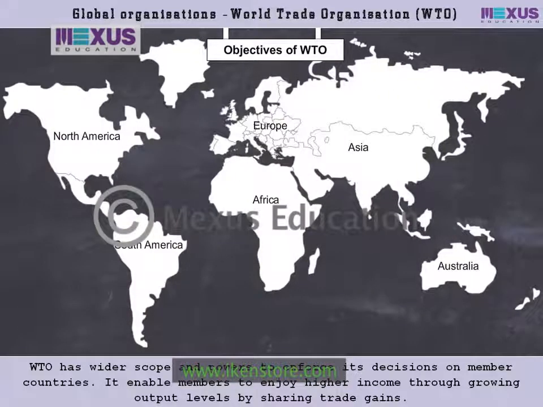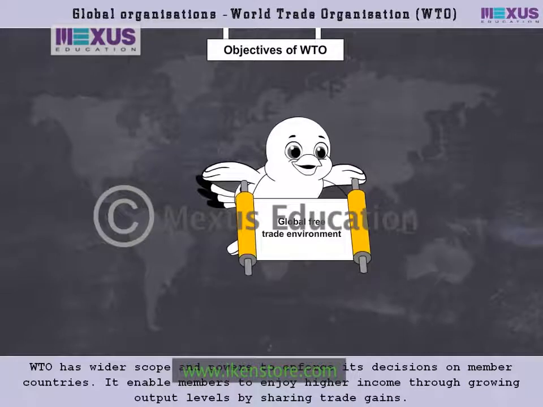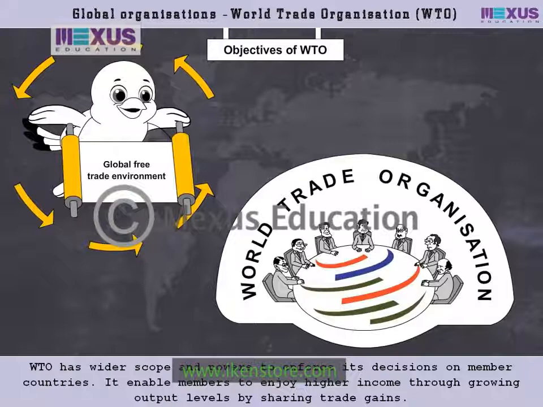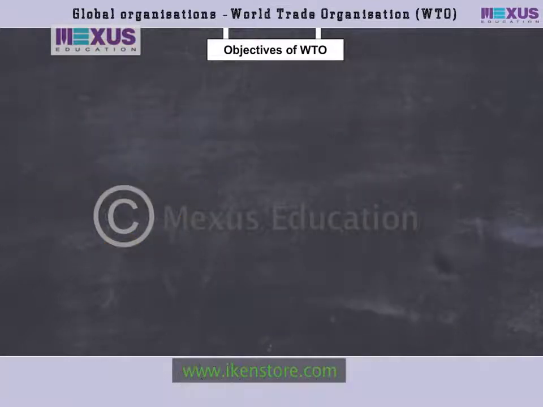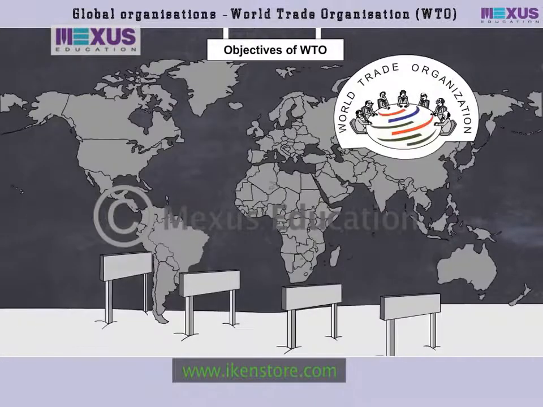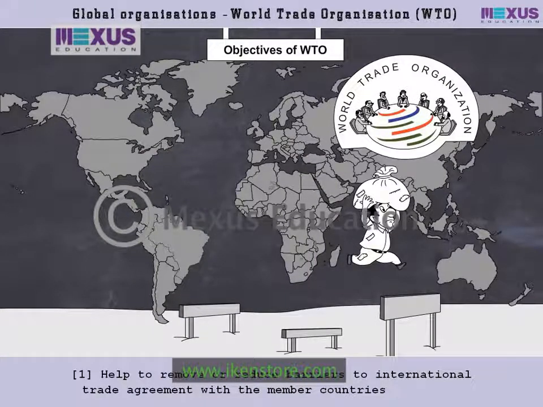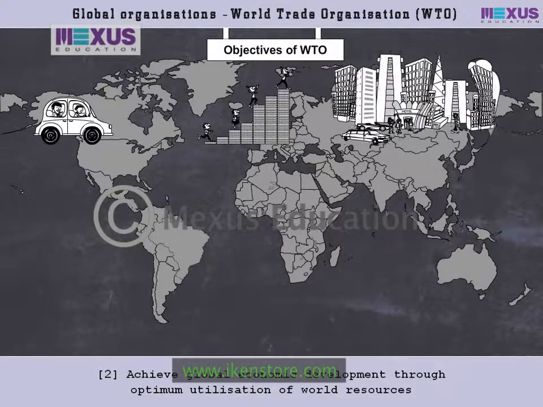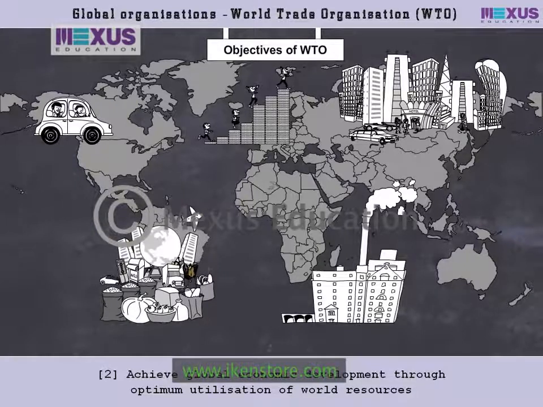The objectives emphasize the creation of a global free trade environment among member countries. The World Trade Organization enables members to enjoy higher income through growing output levels by sharing trade gains. The objectives of WTO are: first, to help remove or reduce barriers to international trade agreement with the member countries. Second, to achieve global economic development through optimum utilization of world resources.